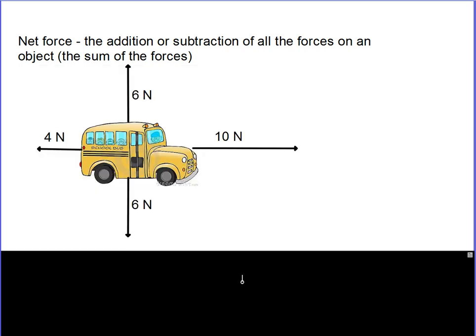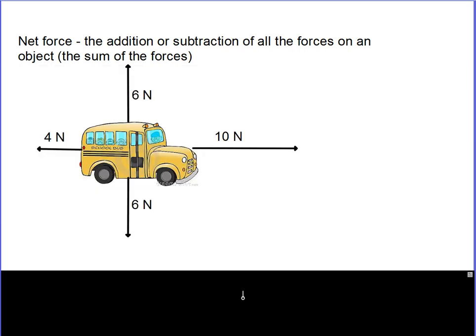So if we have our school bus here, and now I've put in some forces, and based on the magnitude of these forces, it's probably a little toy school bus. But we have a support force of 6 newtons, a weight of 6 newtons, a frictional force of 4 newtons, and a forward force of 10 newtons. So what do you think the net force is? Go ahead and pause this and see if you can figure it out.